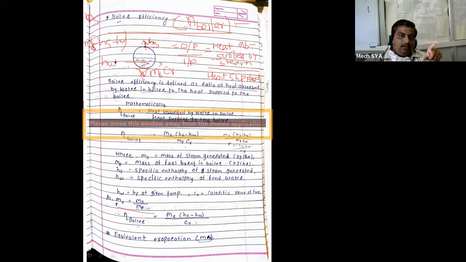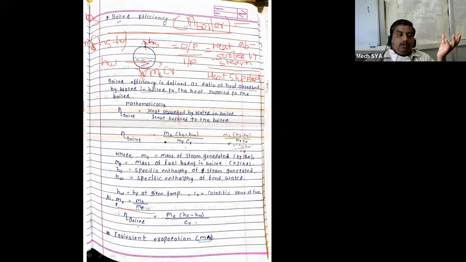Hw is also the water phase, so hw is equal to hf at a given feed water temperature. You will understand when the numericals come. So how much heat is absorbed in the boiler? It is hs minus hw, because the initial specific enthalpy will be hw and the final is the specific enthalpy of steam. The total mass of steam will be ms.